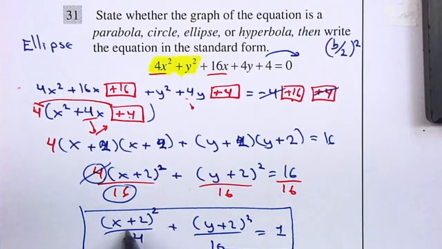My center will be negative 2, negative 2. Under the x there's a 4, so I'm going to go to the sides 2 and 2. Under the y there's a 16, I'm going to go up 4 and down 4.